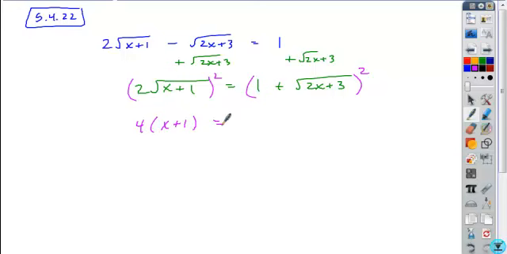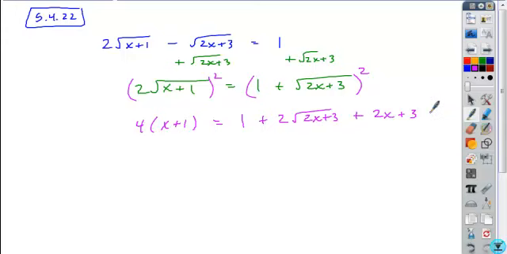On the right side, I'm going to apply the properties of the binomial square. So I'm going to square the first term. I'm going to take the product of these terms and double it. So 1 times root 2x plus 3 is just root 2x plus 3. Double that. And then I'm going to add the square of the last term. The last term squared is just going to cancel the power and the radical, leaving just the base 2x plus 3.